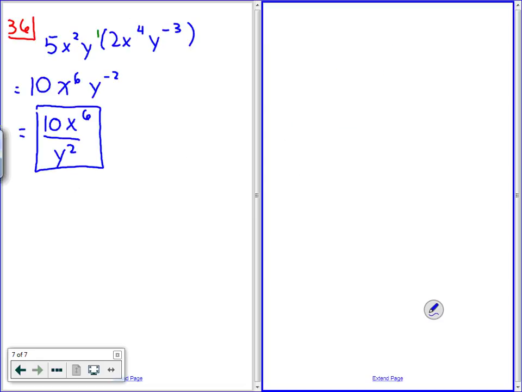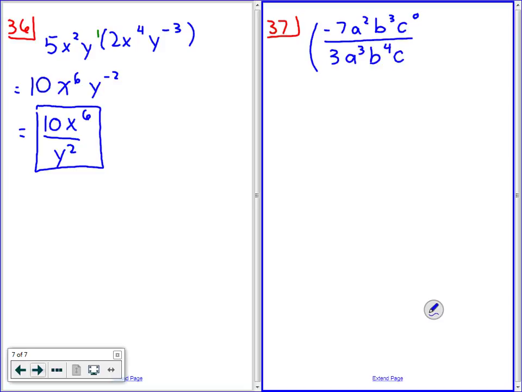Okay, 37. Olivia, you can do this. Okay. 37 says, oh my goodness, I can't even read this. My mind is gone. Negative 7. I can't read this, too small, I'm sorry. Can you read that? A to the power of 2, B to the power of 3, C to the power of 0, and then there's 3, A to the power of 3, B to the power of 4, and C to the power of 3. And that's all to the negative 4.